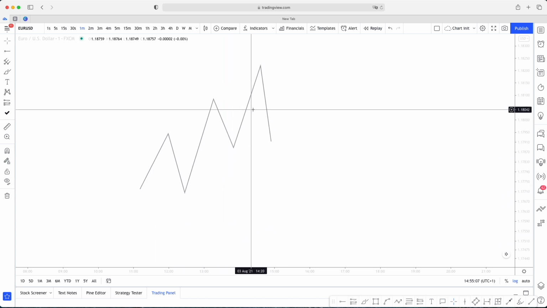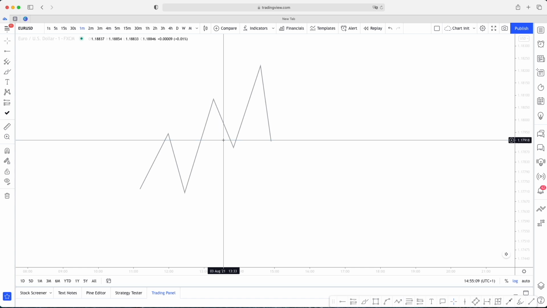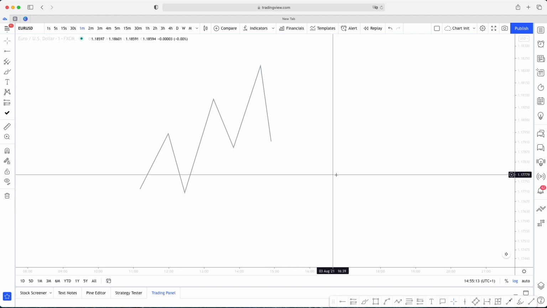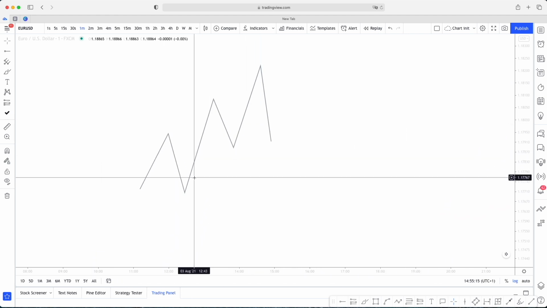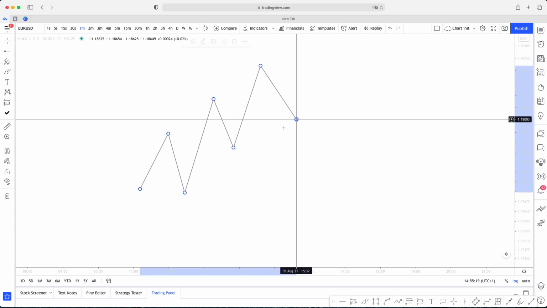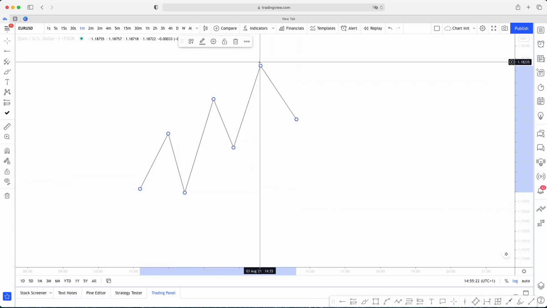So don't fall in the loop of marking out every single OB, and then you're waiting for your unmitigated OB and price is just leaving without you because you're completely ignoring what it's doing.